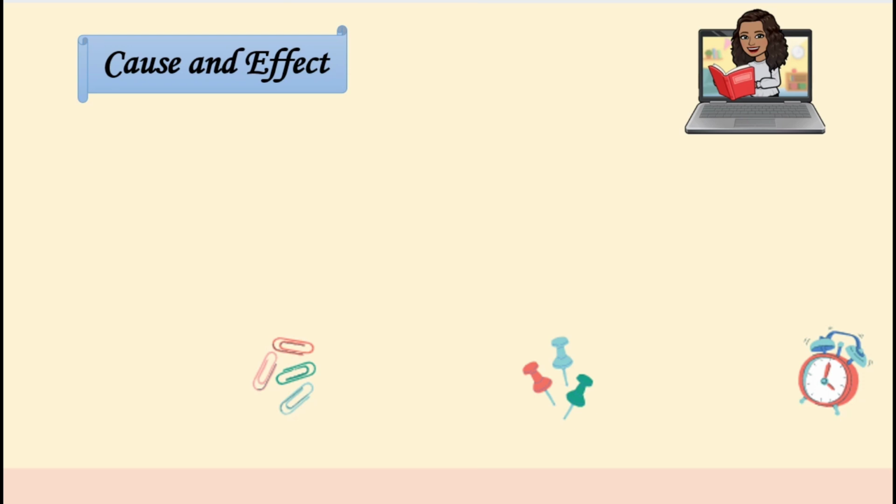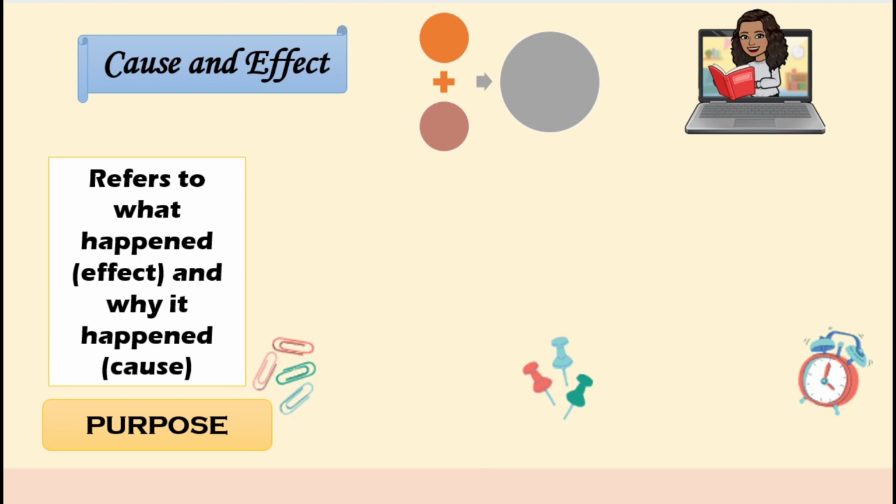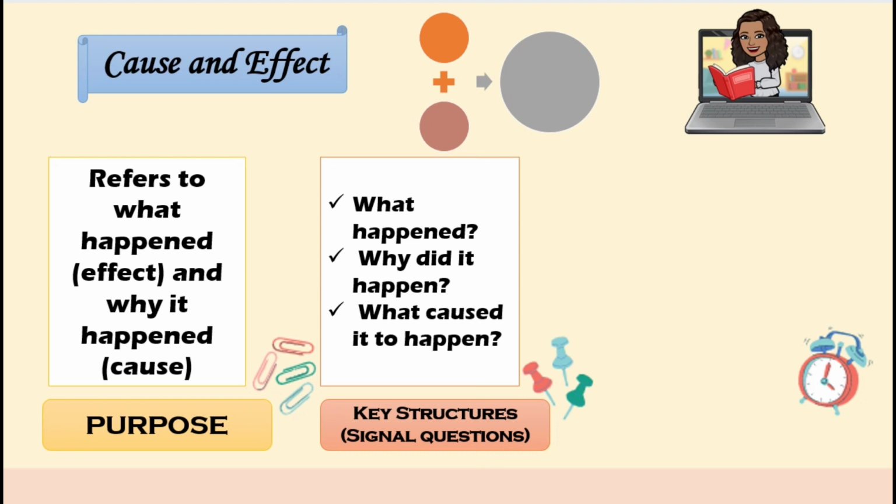For the third type, we have here cause and effect. Cause and effect refers to what happened, which is the effect, and why it happened, which is the cause. These are the key structures or signal questions for cause and effect. What happened? Why did it happen? What caused it to happen?